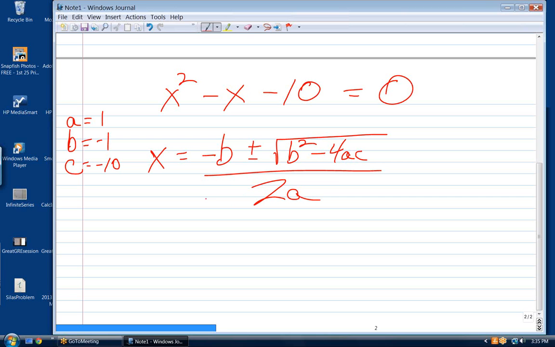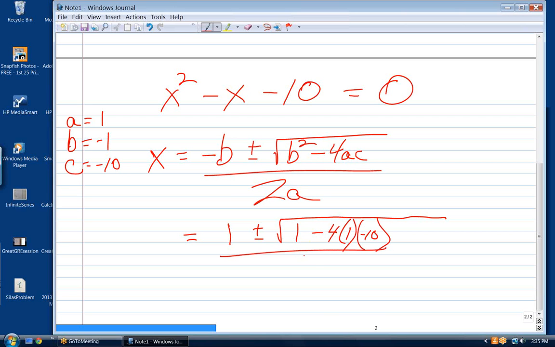Simplifying is not so easy. So let's go ahead and plug this in. What's negative b? 1, because it's negative. b squared. Fill in the rest for me. So 1 and then -4 times -10, so plus 40? Well, first of all, 4 times 1 is 4, times -10. So yes, 4 plus 40, all over 2.